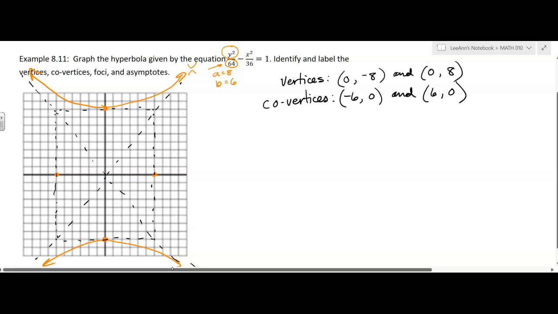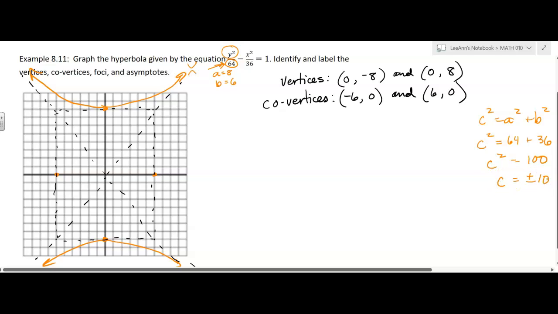We don't have the foci. To find the foci, we're going to have to figure out what c is. So now we need to pull out that equation: c squared equals a squared plus b squared. But we know what a squared is. a squared was 64, from up there. And we know what b squared is. b squared is 36. So c squared equals 100, where c equals plus or minus 10.